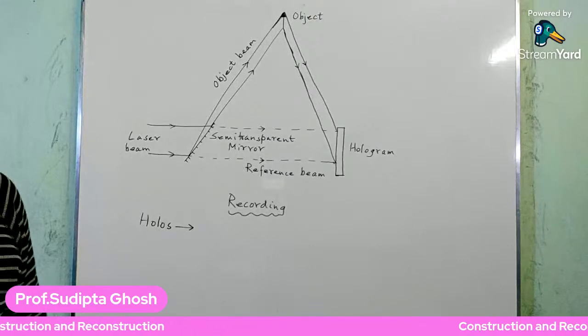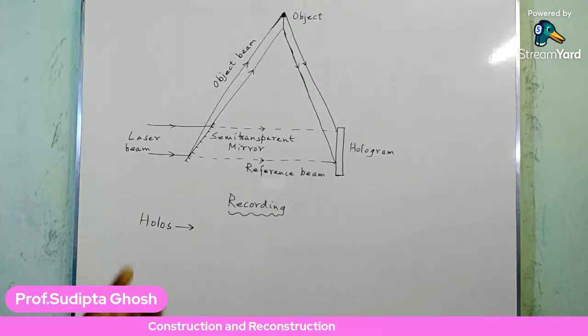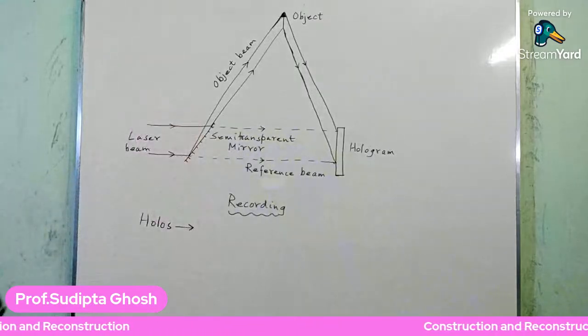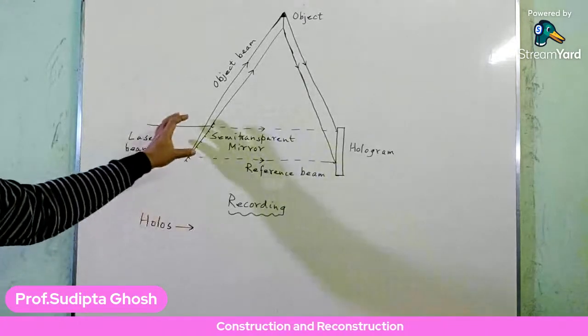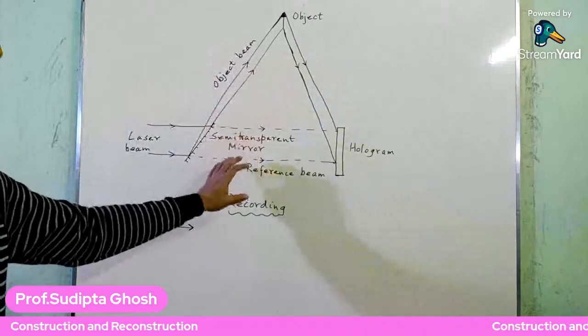In this process, a coherent laser beam is incident on a semi-transparent mirror, which splits the beam into two. The first beam is the object beam and the other beam is the reference beam.